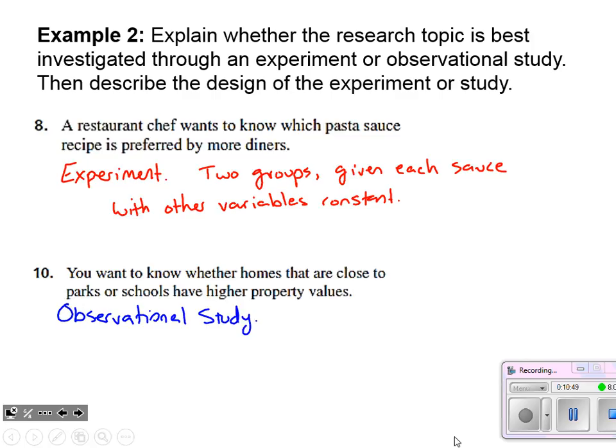And if you think, okay, trying to set up your control group and your treatment group with this, it just wouldn't be possible. You have to just observe the different property values and their proximity to a school or a park. So here we're choosing our groups of homes and comparing their property values.